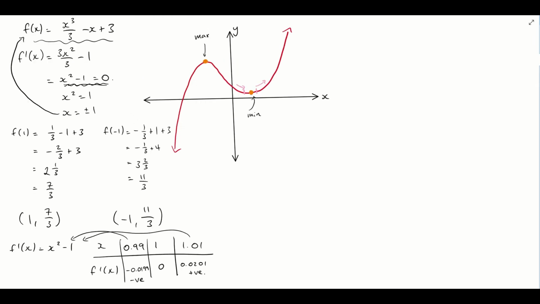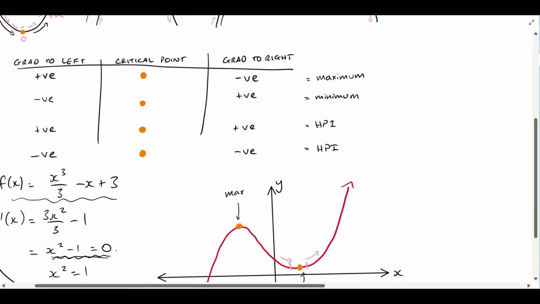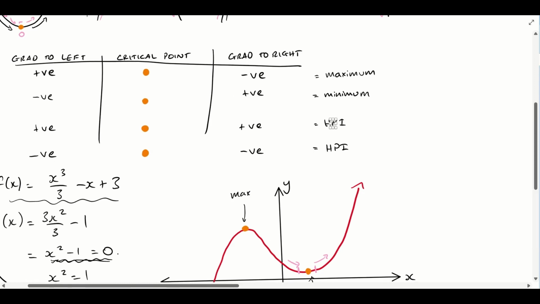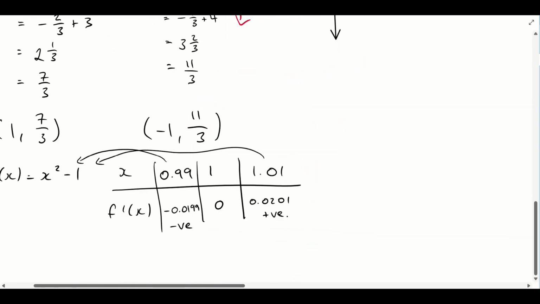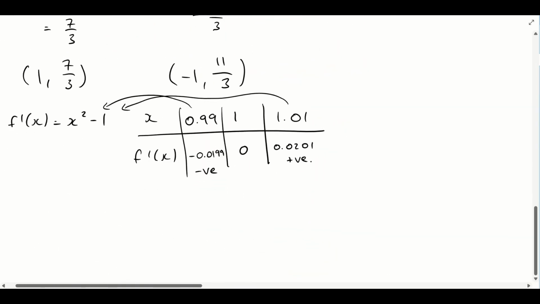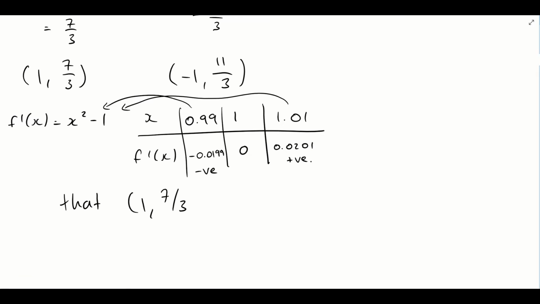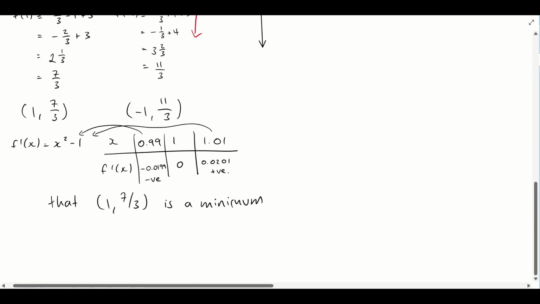So if on the left it's negative and on the right it's positive, we can come over to this table here. On the left it's negative and on the right it's positive. It's going to be this one here. It's going to be a minimum. So we can say at our table that the point (1, 7/3) is a minimum. But what about the next point here?